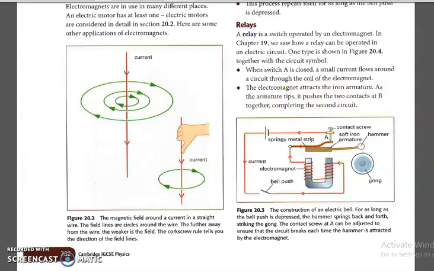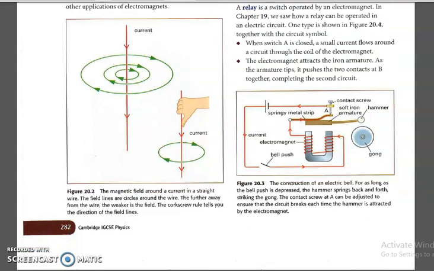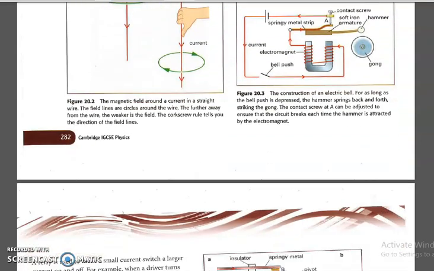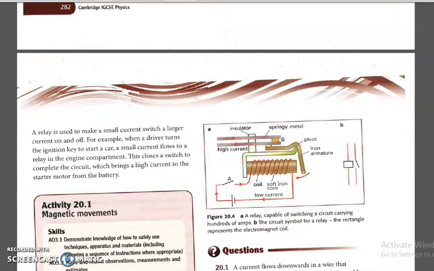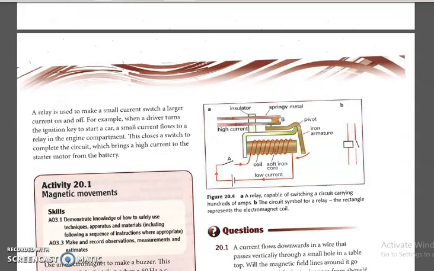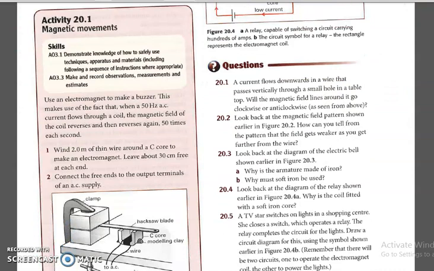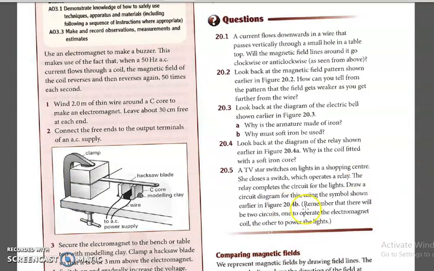So we have already discussed that. Next, the high current will be flowing through the circuit, and a relay is used to make a smaller current switch a larger current on and off. Okay, so this is the function of a relay. So it's easy for you. This is the function of an electromagnet. So please try to answer this question.